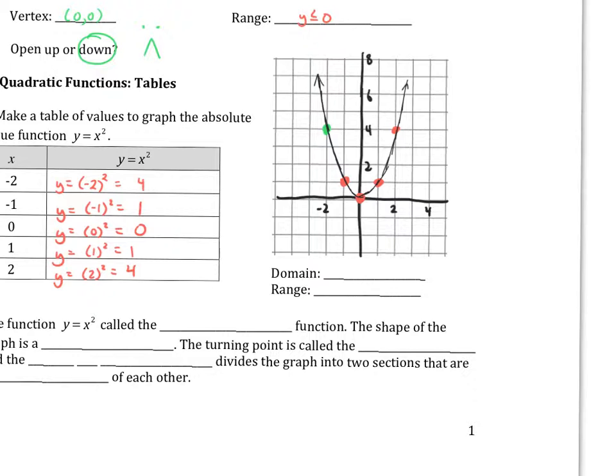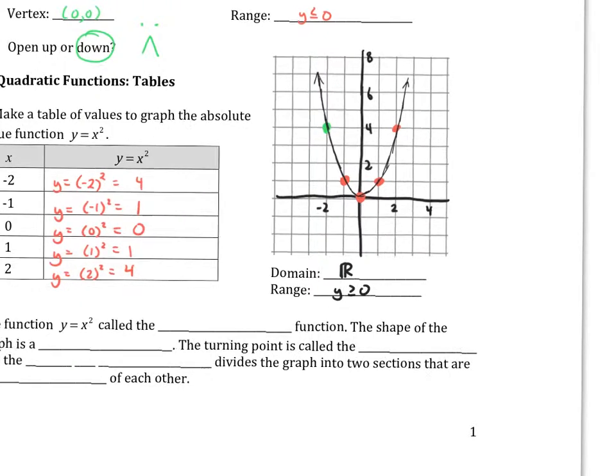Domain. Domain's the same. All real numbers. And the range happens to be the same as the parent function of the previous one. So y is greater than or equal to 0 here.